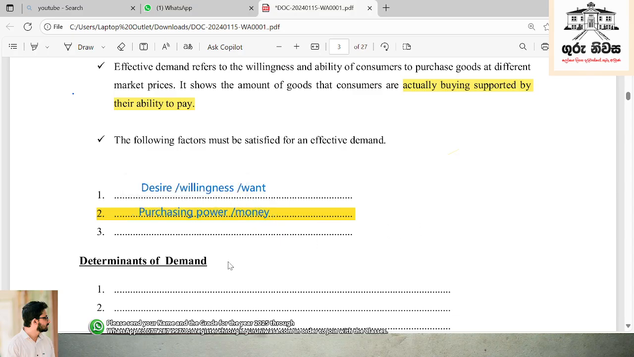Okay, lamai. The third one is, lamai, there should be a plan to buy. There should be a proper plan. Plan means, lamai, you need to decide where to buy, when to buy, everything. If there's no proper plan, though the first two are fulfilled, there won't be a demand, lamai.